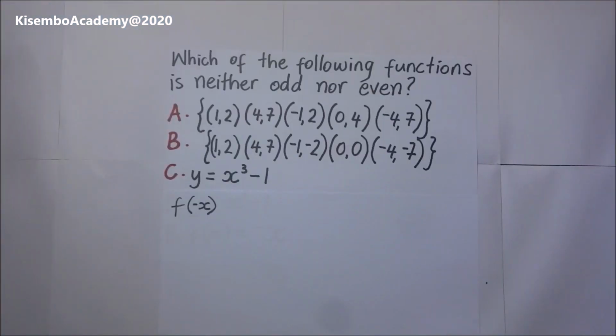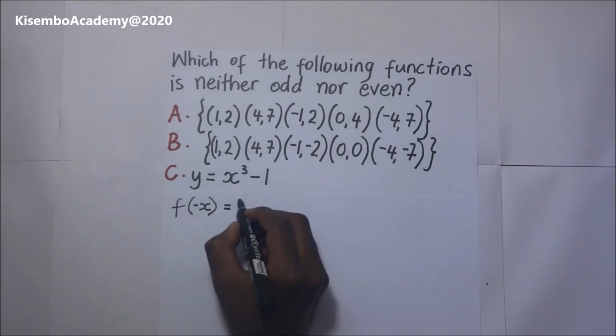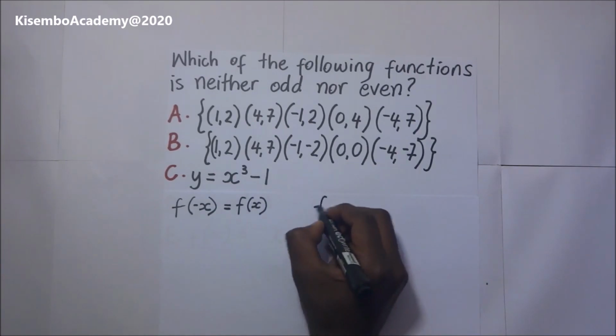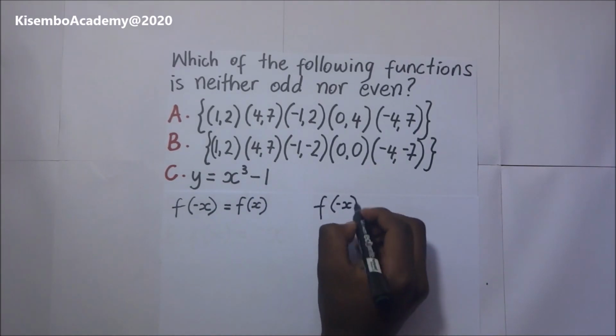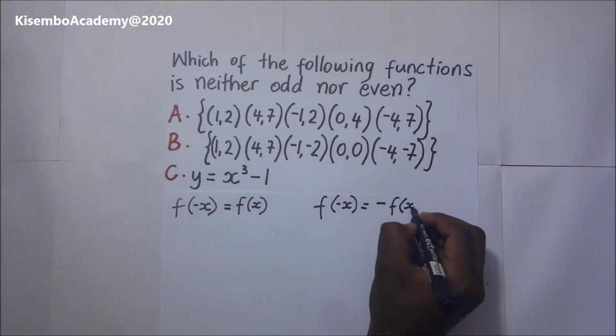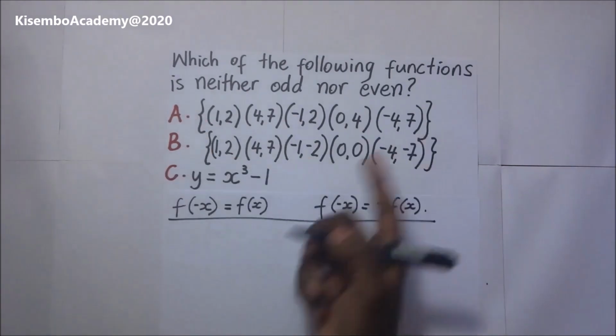Which of the following functions is neither odd nor even? Let's remind ourselves. For it to be even, when I plug in negative x, it's supposed to give me back the original function. And if it is odd, if I plug in negative x, it's supposed to give me a negative of the original function. This is the premise we shall be using. So let's analyze part A.